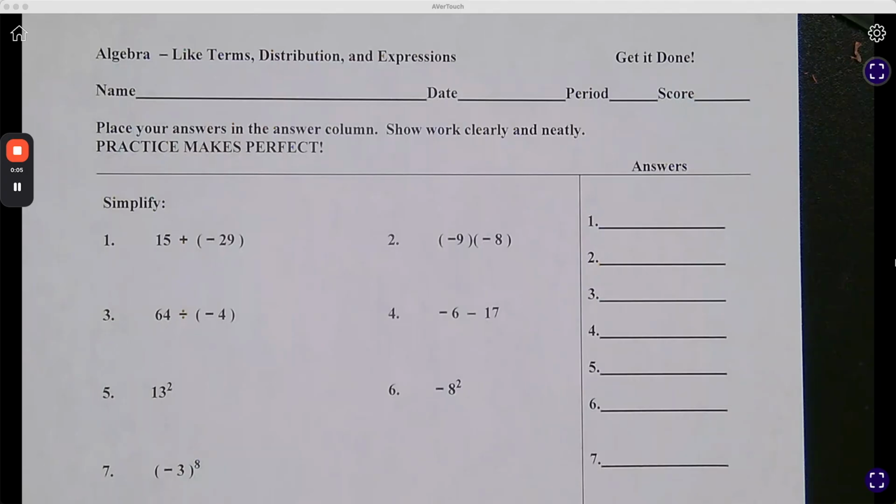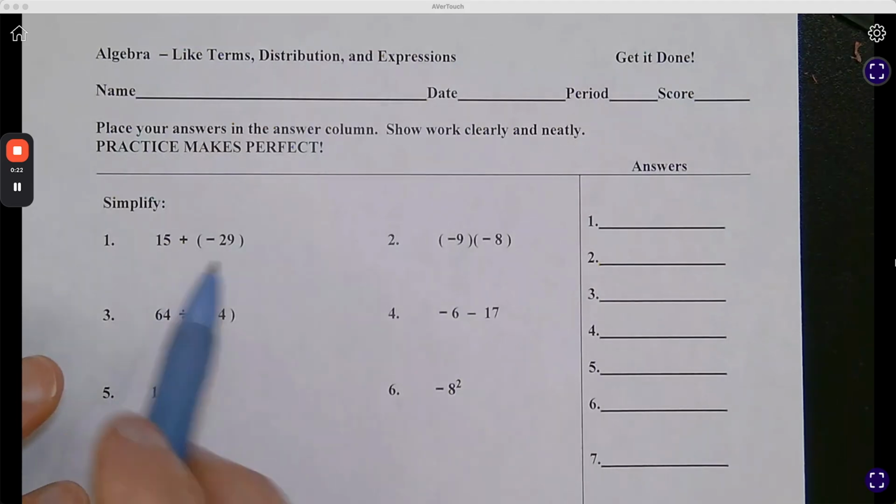Let's get this done. Okay, so this is like terms, distributions, and expressions. Go ahead and download this file in the descriptions. There's a PDF. Print it off. See what you can do. Come on back, and let's see what you did.